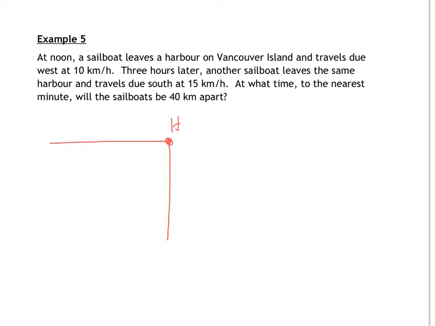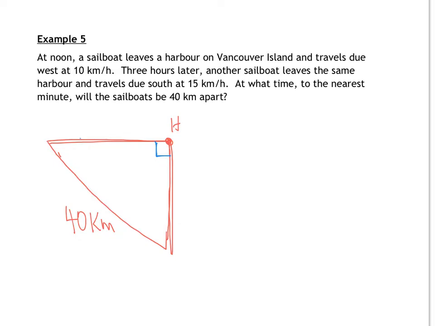At what time, to the nearest minute, are those 2 boats 40 kilometers apart? Now, because these are due west and south directions, we know that that's a 90-degree angle. So we're dealing with Pythagorean theorem here. The only thing is we need to make our equations.